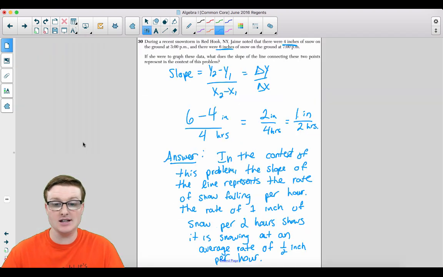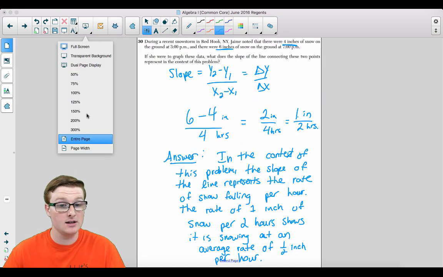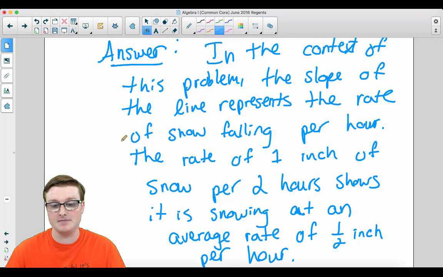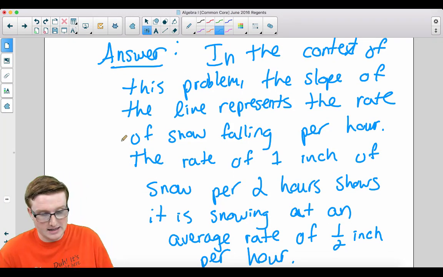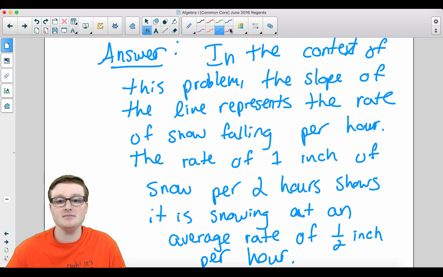Ka-ching! That's all you need to do. That is your answer. That's how you explain it. That's how you justify it. And that's about it. That's how the slope is in terms of the context of the problem. All right, moving on to question 31.